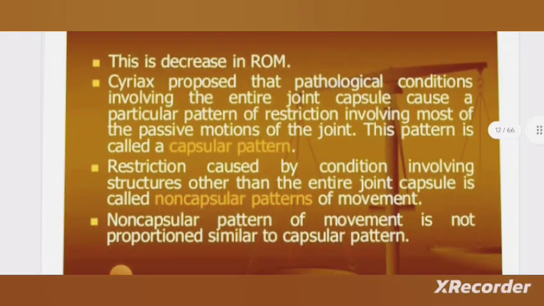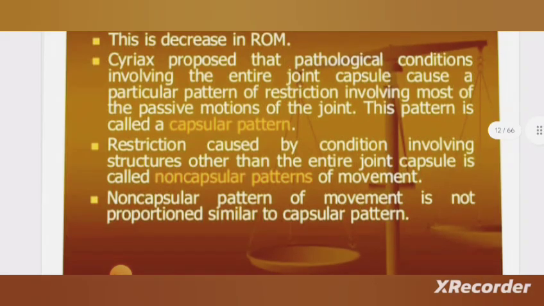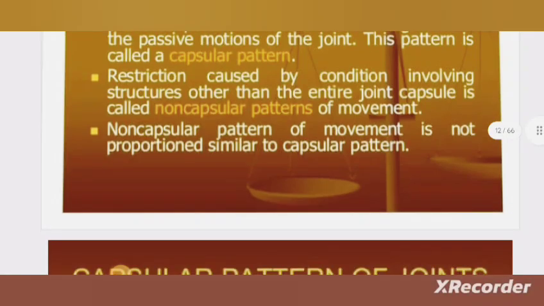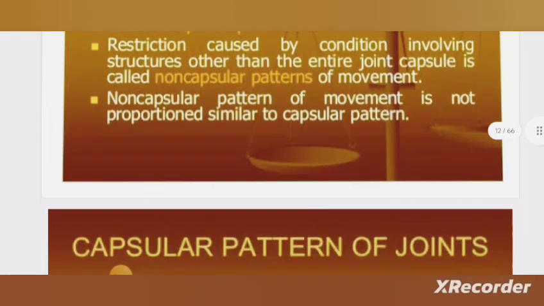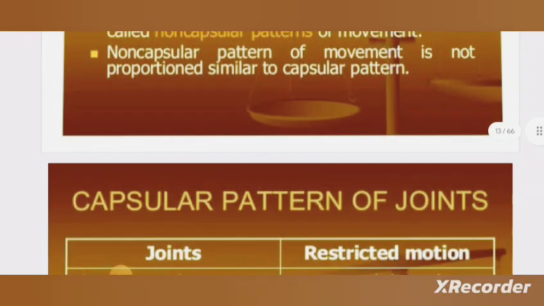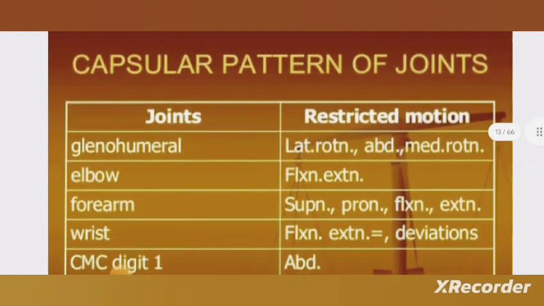Cyriax proposed that pathological conditions involving the entire joint capsule cause a particular pattern of restriction involving most of the passive motion of the joint. This pattern is called a capsular pattern. Restriction caused by conditions involving structures other than the entire joint capsule is called a non-capsular pattern of movement. A non-capsular pattern of movement is not proportioned similar to a capsular pattern.